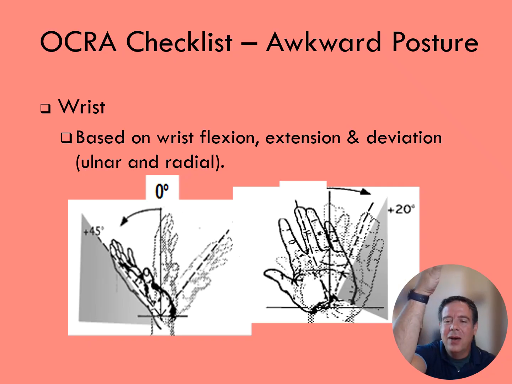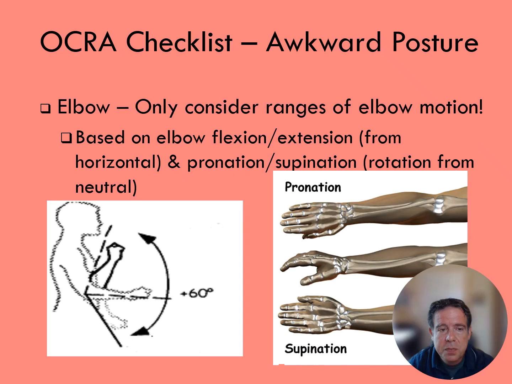Wrist, again: flexion going towards, extension, ulnar deviation, or radial deviation. When we're looking at this, usually when our wrist is flexed, in particular with a lot of force, we're compromising that median nerve, increasing chances of injuries.